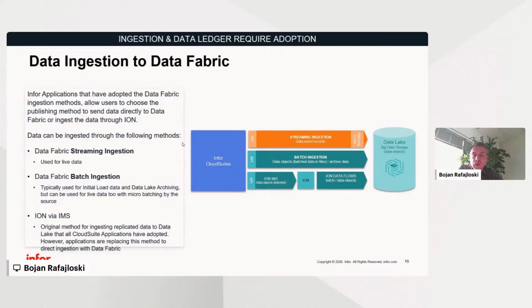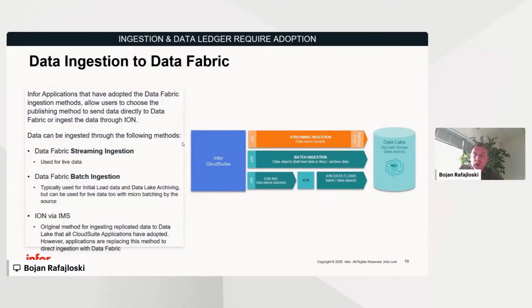So anytime there is a transaction in the ERP's database, either a record is created or changed or deleted or archived, all those changes can be immediately published through the streaming ingestion without having to deal with any kind of micro-batching process in the source application. So that allows our ERPs to provide immediate live transaction streaming to Data Fabric.